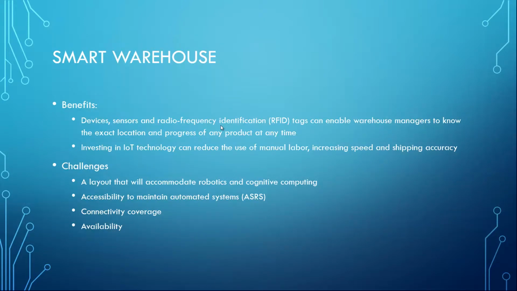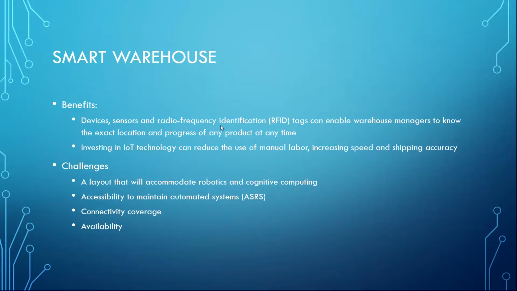The benefit of a smart warehouse is that devices, sensors, and radio frequency identification tags can enable warehouse managers to know the exact location and progress of any product at any time. Investing in Internet of Things technology can reduce the use of manual labor, increasing speed and shipping accuracy.